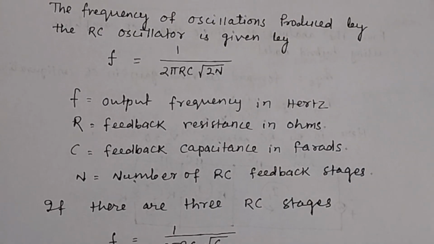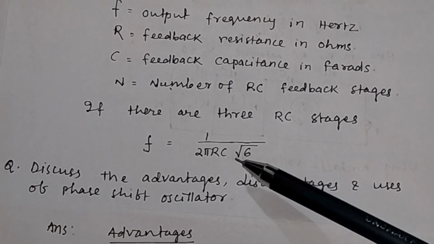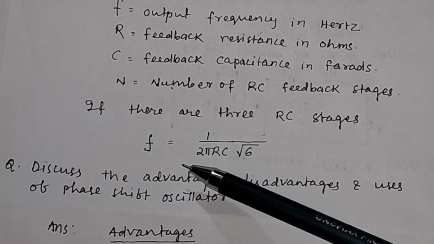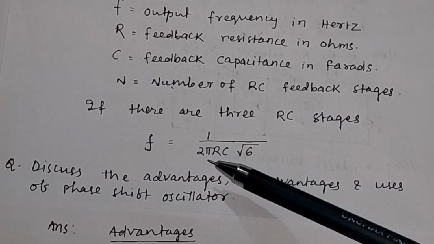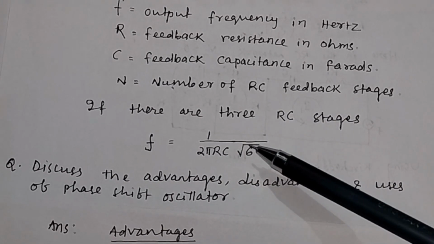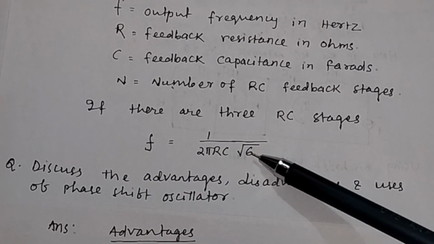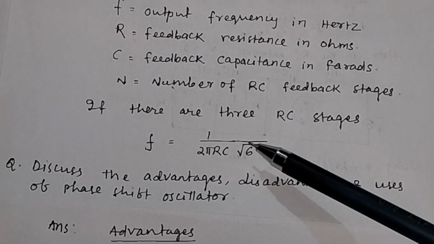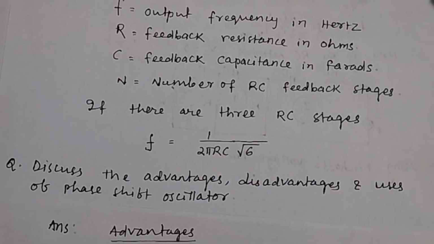Is it not? So the frequency of oscillation for 3 RC stages will be equal to 1 divided by 2 pi RC square root of 6, or 1 by square root of 6 in the denominator. And this formula you have to remember, because problems will come from this formula.